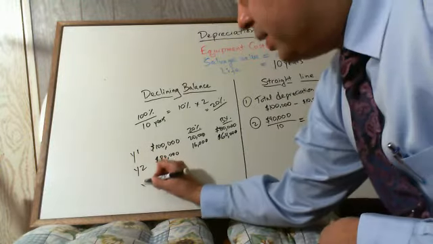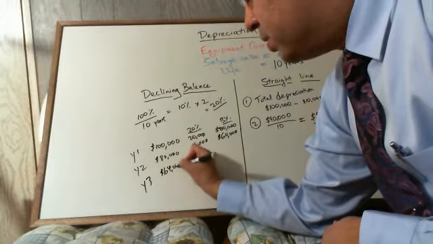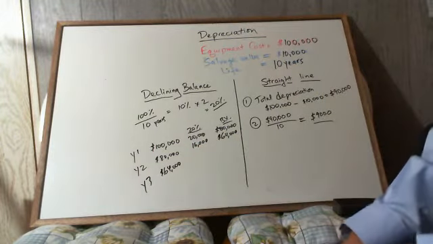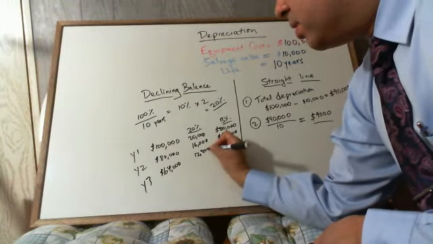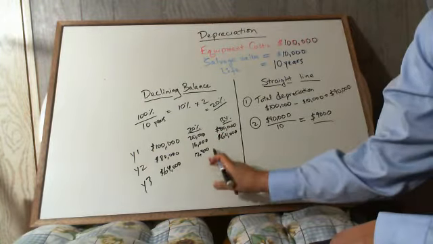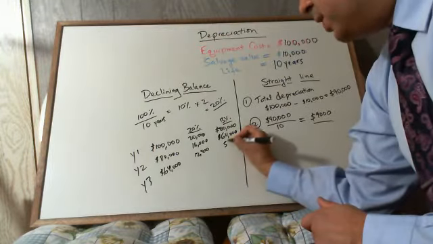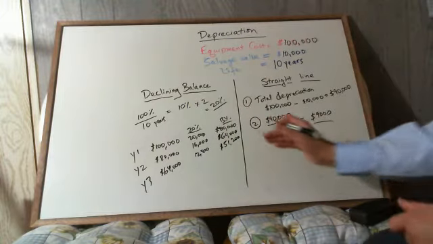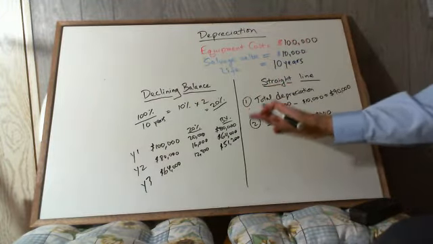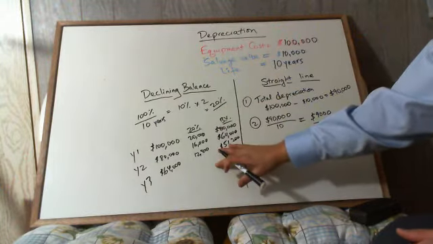Similarly, in year 3, we will have $64,000, and 20% of that is $12,800, which we subtract from there, and we will be left with a book value of $51,200. So as you can see, this is the declining balance method, where we just take 20% and subtract that every year.